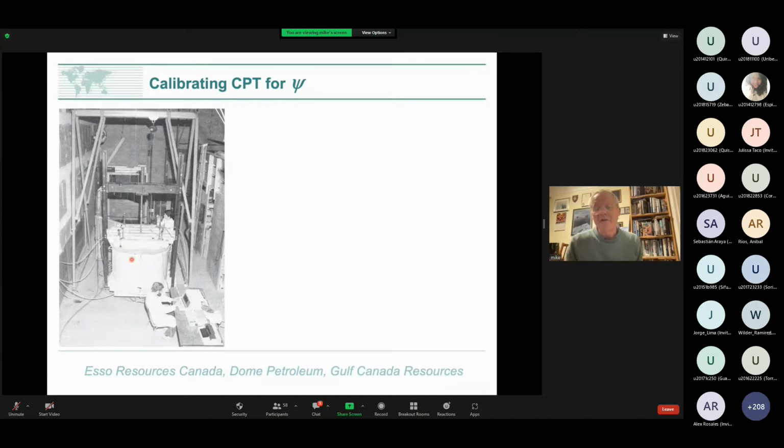We can bring the sand to a particular stress state. And it doesn't have to be the same horizontally as vertically. We can have anisotropic stress states. And then we push a standard CPT into the tank through a hole in the top. And we record the data.